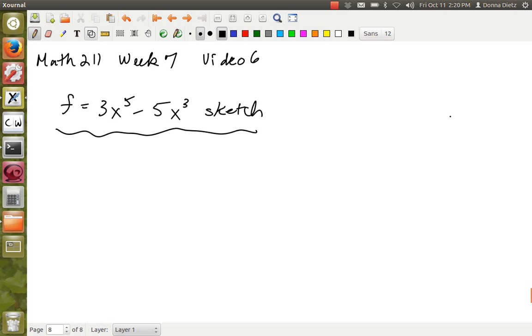This is video 6 for week 7, and we are on page 180 in the textbook, but that's not important to know. The question is to sketch 3x to the 5th minus 5x cubed. Now, we can use those quick methods that I showed you. It's actually really, really easy. I can just factor out x cubed, and I get 3x squared minus 5.